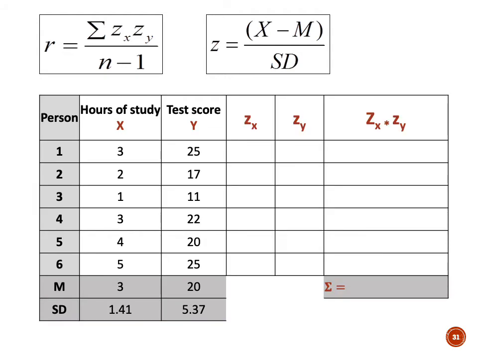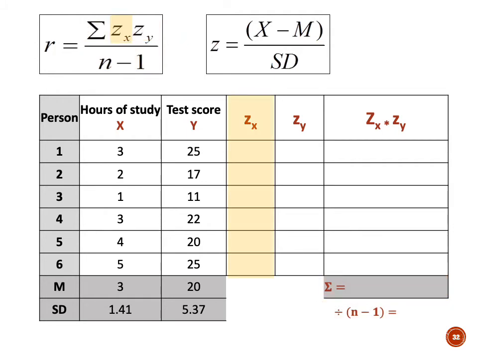So to help us out, we can set up a chart like this one in order to organize each step of the formula. First thing we'll do is calculate the z-scores for hours of study. So that's z sub x. Then we will compute the z-scores for test scores. Then we're going to multiply those values together. And then we will add up that last column. And that's how we'll get the sum of multiplied z-scores. And finally, we will divide by n minus 1 in order to get R.